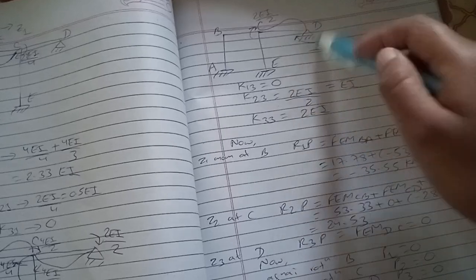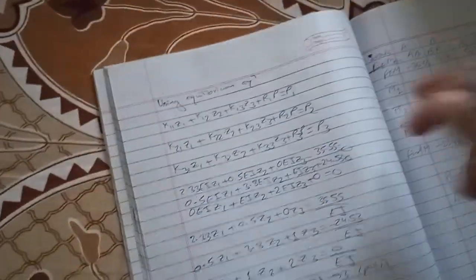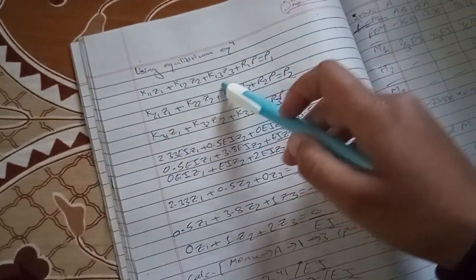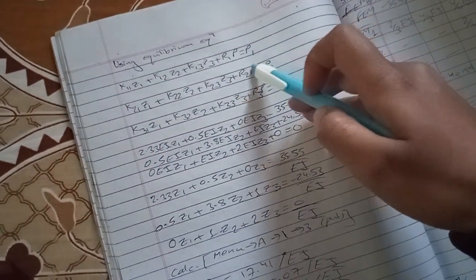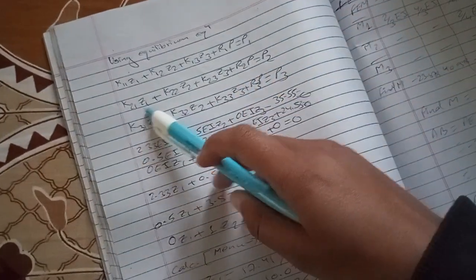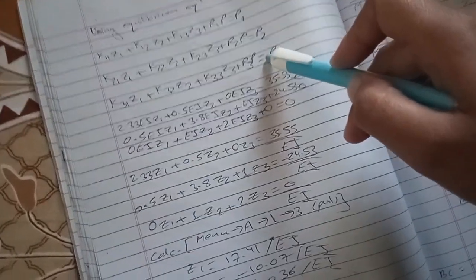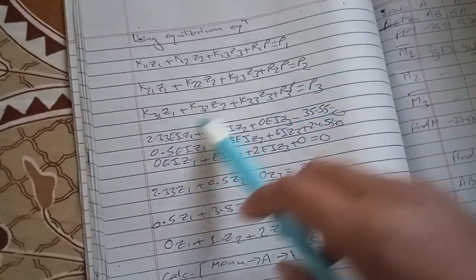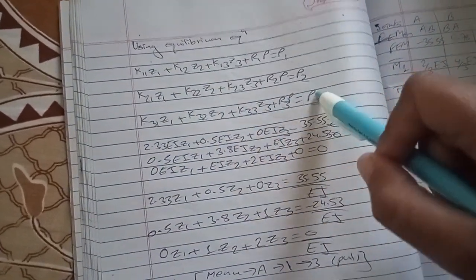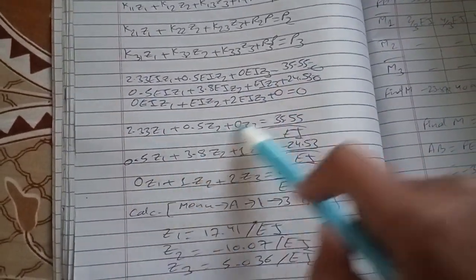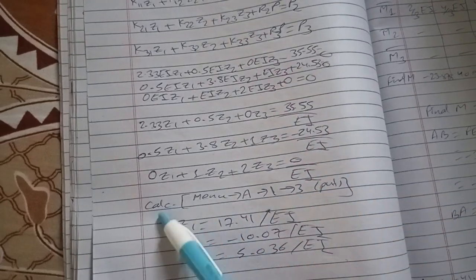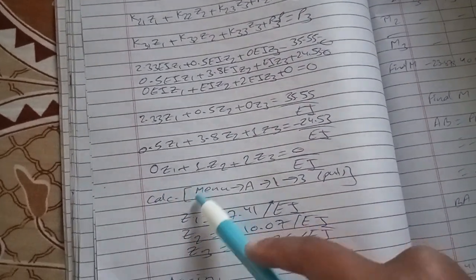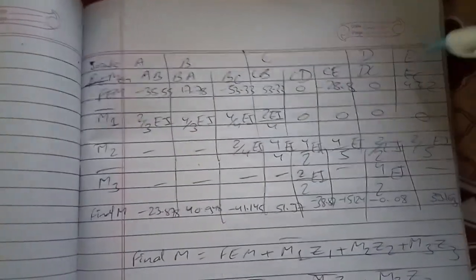We'll be using the formula: K11 Z1 plus K12 Z2 plus K13 Z3 plus R1P equals P1; K21 Z1 plus K22 Z2 plus K23 Z3 plus R2P equals P2; K31 Z1 plus K32 Z2 plus K33 Z3 plus R3P equals P3. We'll substitute all these values and solve in the calculator. We'll find the values for Z1, Z2, Z3, and now we'll put all these values in a table.